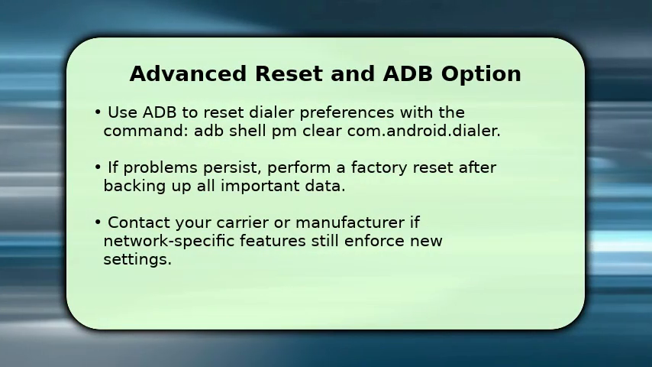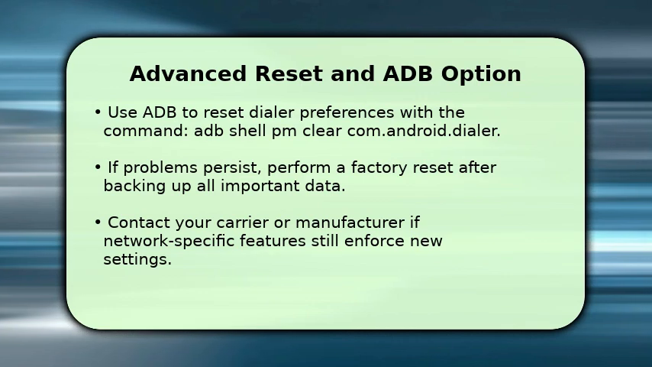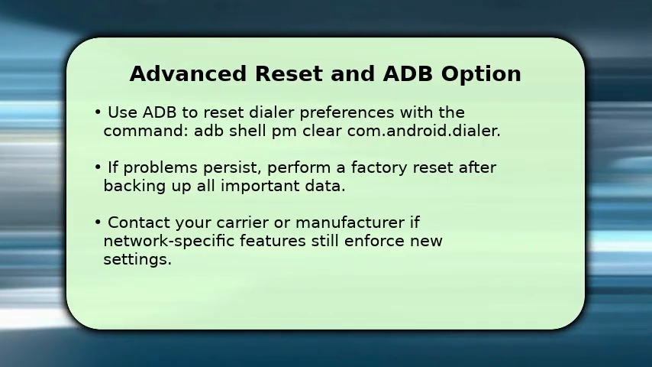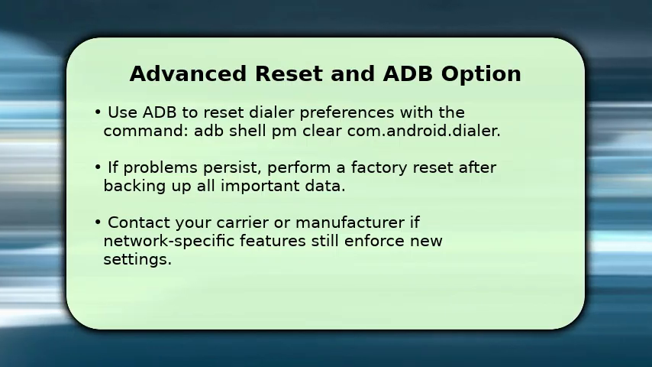For advanced users, use ADB to clear dialer-specific data and preferences from a connected computer. Run adb devices to confirm connection, then use adb shell pm clear com.android.dialer to reset the dialer package. If the system dialer is restricted, consider uninstalling updates via ADB with adb shell pm uninstall --user 0 package name. If issues persist, back up everything and perform a factory reset to remove persistent changes.